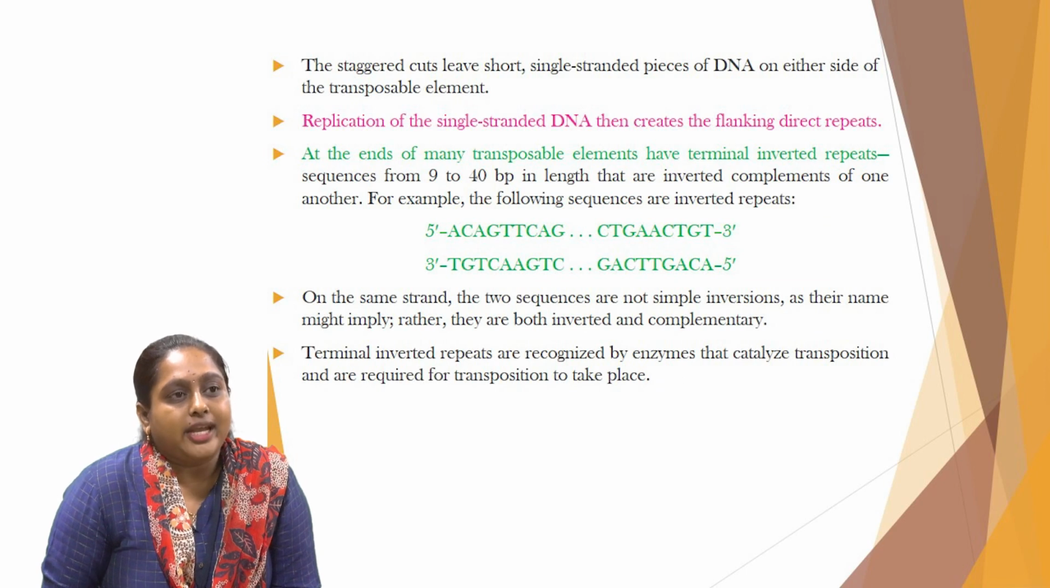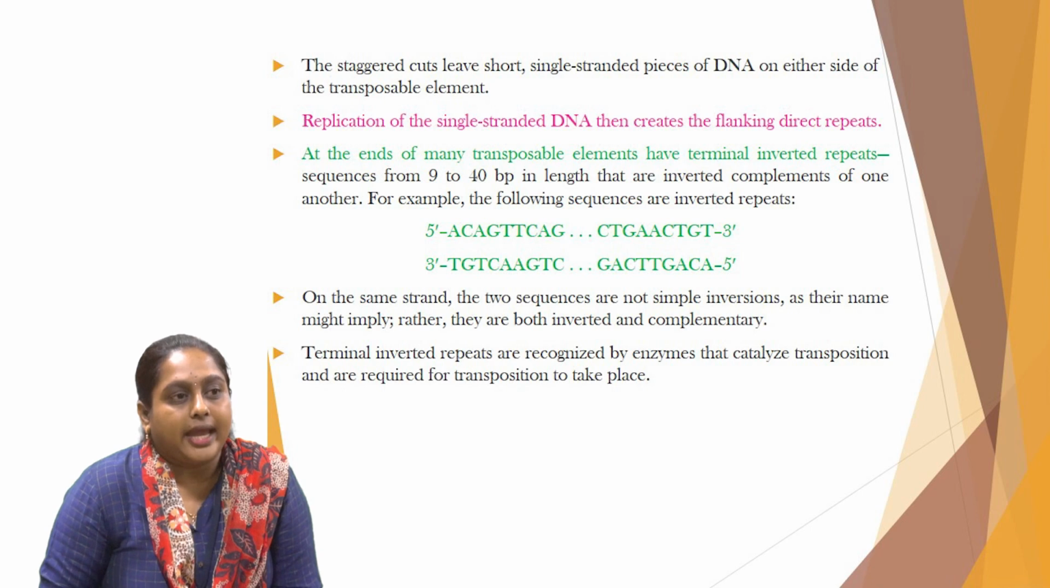At the end of many transposable elements, as I already said, they have terminal inverted repeats. What do we mean by terminal inverted repeats? It is a sequence of about 9 to 40 base pairs in length that are inverted complements of one another. For example, here you can see one DNA strand running in the 5' to 3' direction and another in the 3' to 5' direction. So the nucleotide sequence is totally inverted.